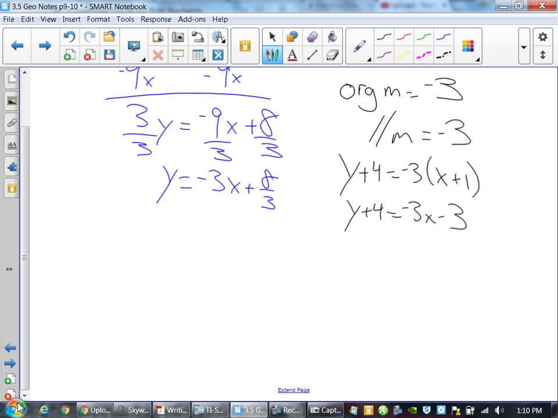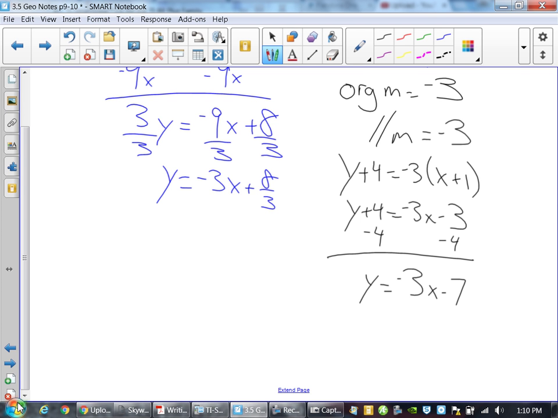And now when I subtract 4 over, please be careful here. Don't write negative 3 minus 4 as negative 1. I see it all the time. It's how much? Negative 7. It is a very, very common mistake for you guys to accidentally write negative 1. Don't do that anymore.